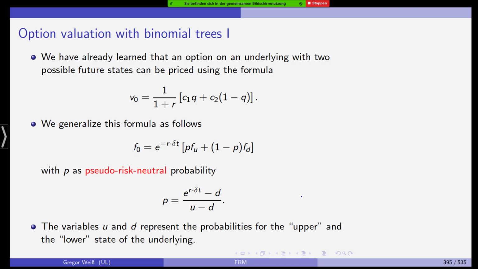Let's now generalize this as follows. We say that f of 0 equals the continuous discount factor times P times Fu plus 1 minus P times Fd, with P being the pseudo-risk neutral probability. And in this case, we have P equal to the exponential function of R delta t minus d over u minus d.